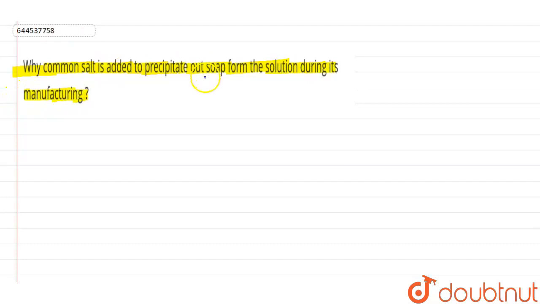So we know that soaps are sodium salts of higher fatty acids, which have the formula RCOONa and have the equilibrium RCOO minus plus Na plus.